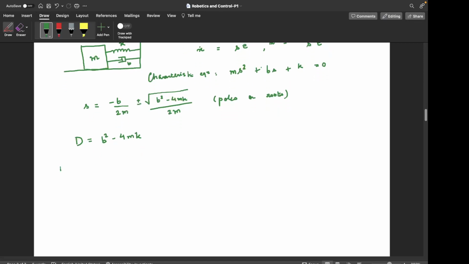So, case 1, d is greater than 0, right? So, when d is greater than 0, then we have two distinct real roots.